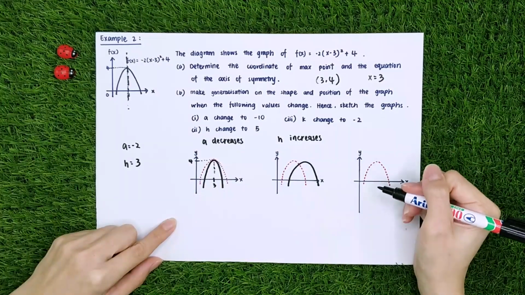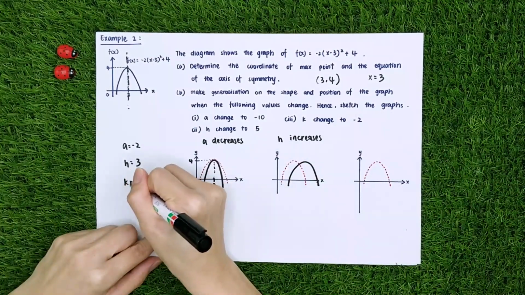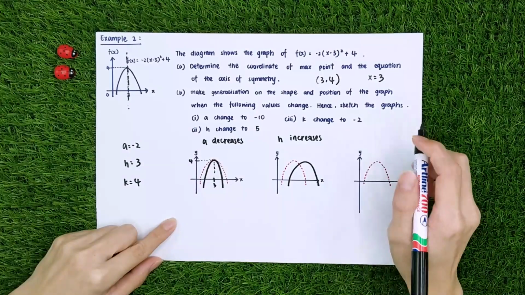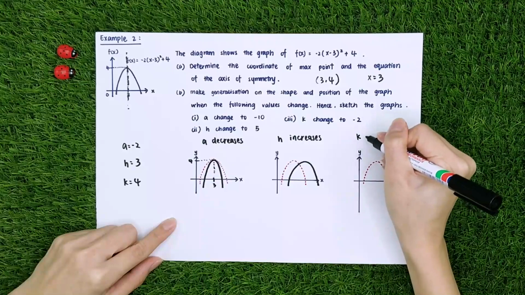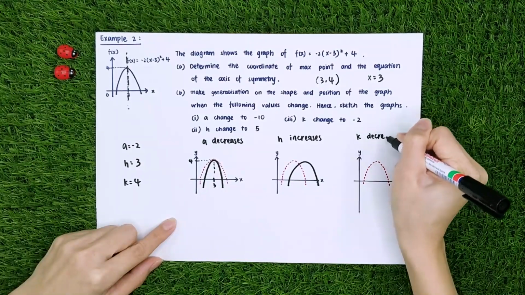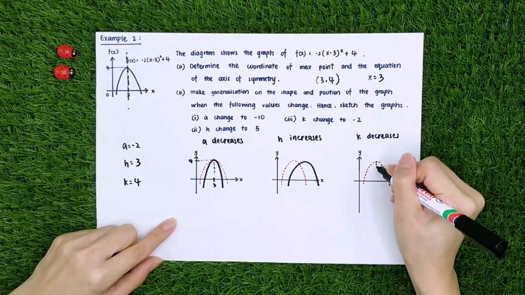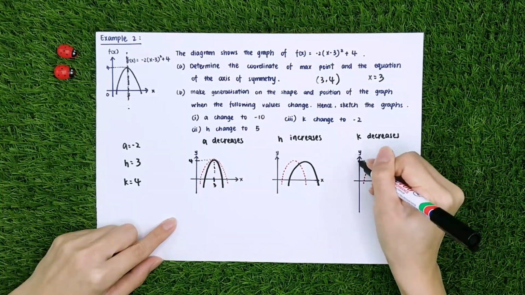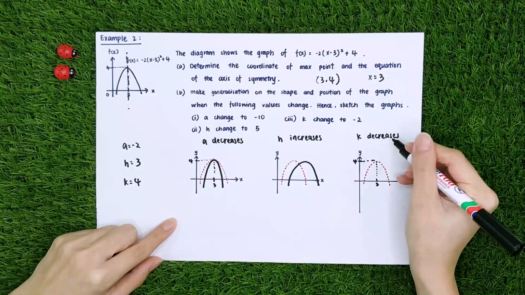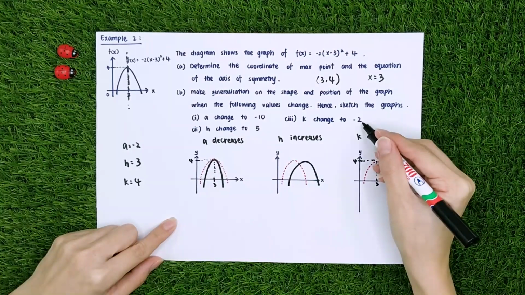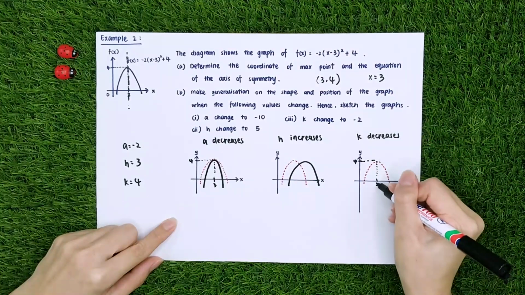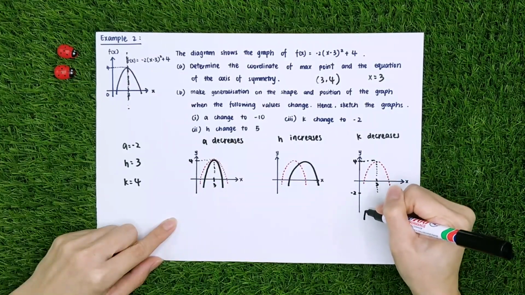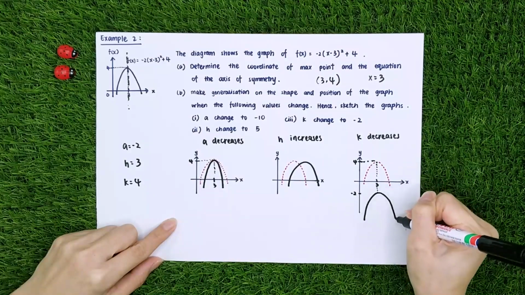Then we go to the third part. The original k is equal to 4. The question wants us to change it to negative 2. That means k decreases. This is the original maximum point, which is 3, 4. When k decreases to negative 2, that means my y value becomes negative 2. So this will be my new graph.